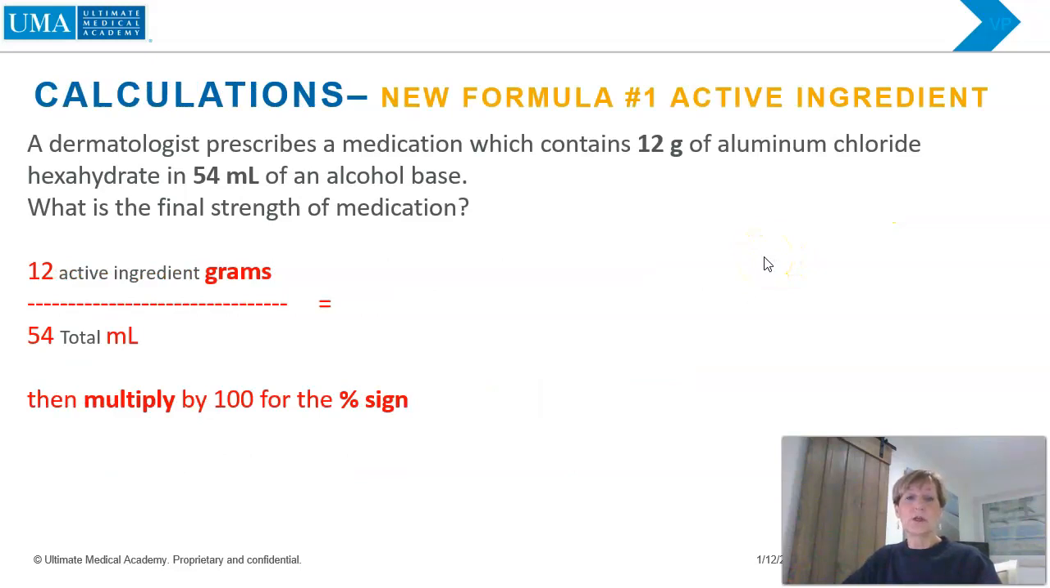So you have your 12 grams as your active ingredient, divided by 54 total milliliters. Because it's asking for final strength, your answer is going to be in percent. So don't forget that. In order to add that percent into your equation, you have to multiply by 100. The key words to know that the answer is in percent are "what is the final strength of the medication." And of course, it has those brackets, the W over V. All you have to do is divide and multiply by 100.